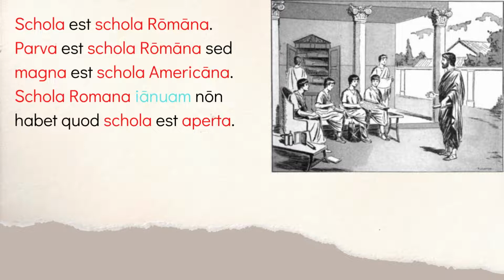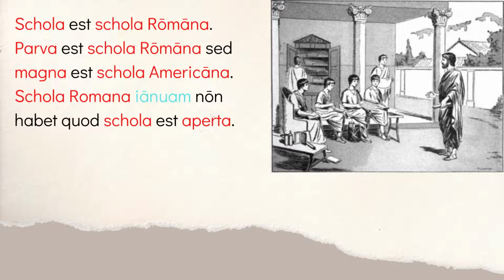So that's a difference. You have Schola Romana Januam non habet, quod schola est aperta, right? So you're saying the Roman school, the Schola Romana, does not have, non habet, right? It doesn't have a Januam, a door. There's our first direct object, right? Why is the direct object the door? It's the thing that the school doesn't have. So in other words, you're saying, what does the Roman school have, or in this case not have? A door. That's what we kind of mean by receiving the action, right?